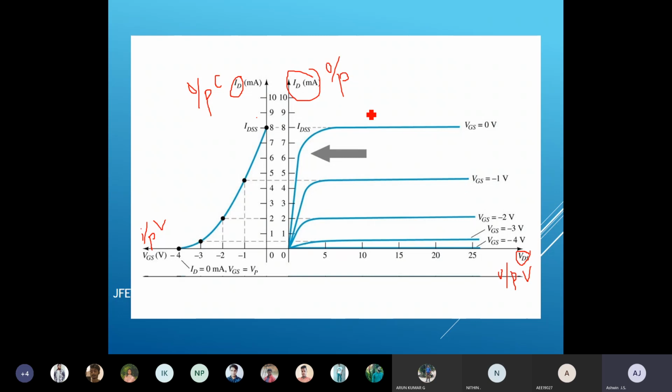So both are similar, and it is observing for the drain only. What is the drain voltage? What is the drain current? So it is named as drain characteristics. That's why it is named as drain characteristics, and this one is named as transfer characteristics. Any doubt in this graph?